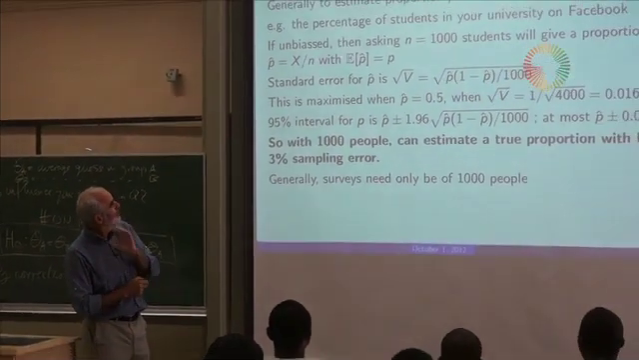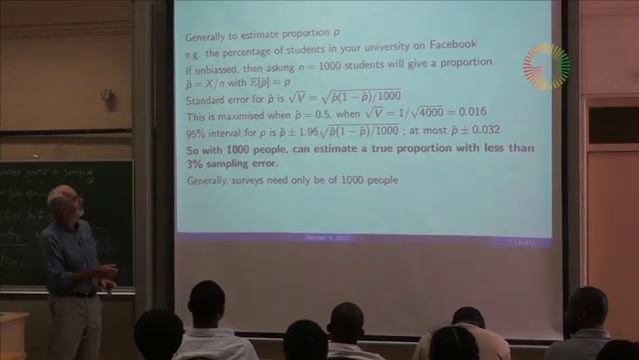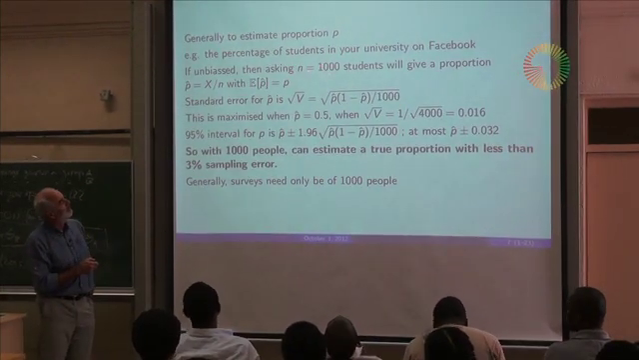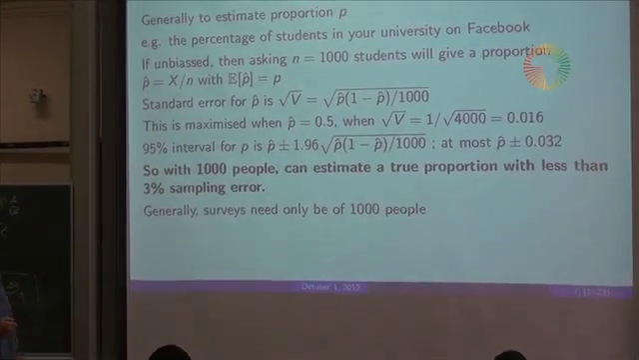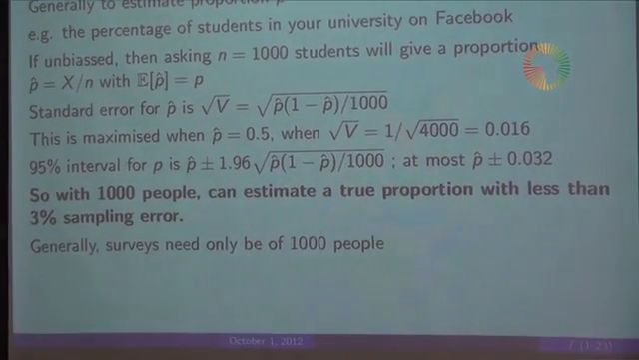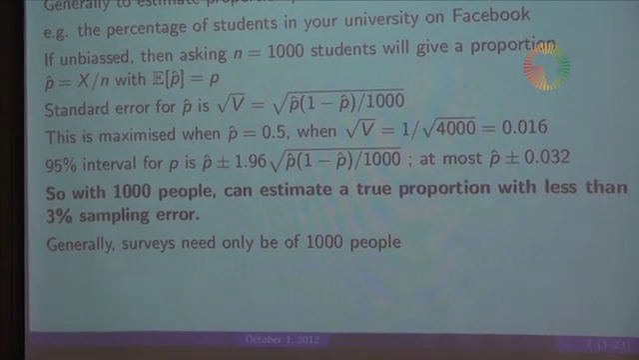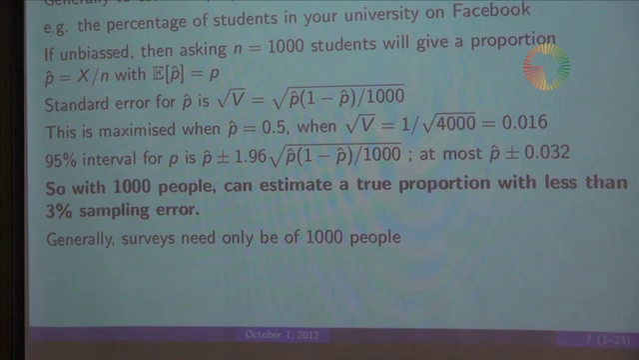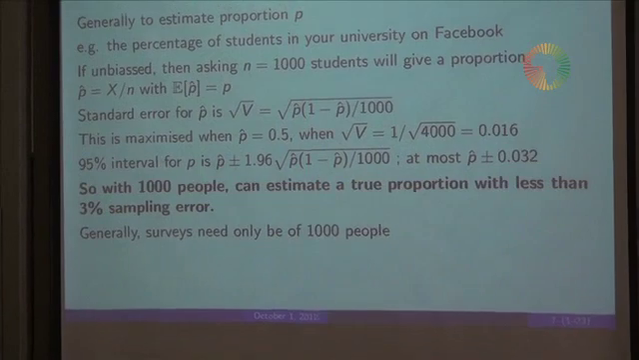If you ask a random sample of students, you could really pick students at random, and if you ask 1,000 students, you'll get a proportion on Facebook. So you get 1,000 students, you say, are you on Facebook? 300 say yes, and so your estimate is 30%. And if it's a good sample, then that's an unbiased estimate. On average, you will get the right answer. Yeah, we think it is around 30%.